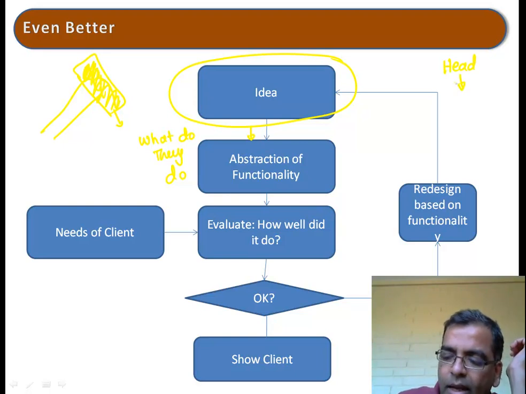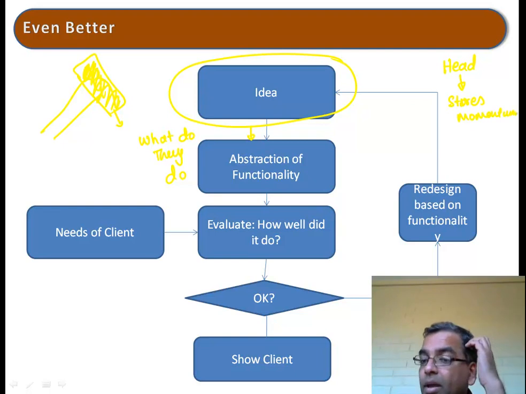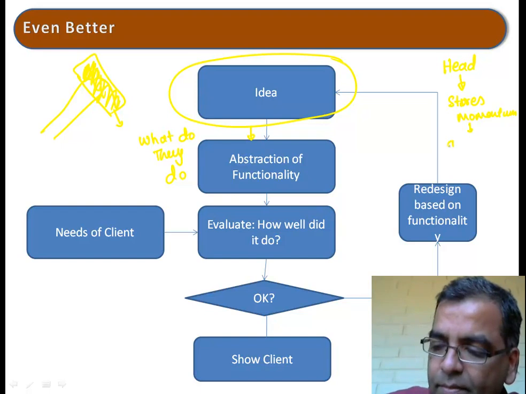Okay, what does the head do? It actually stores momentum. Because the ultimate purpose, and it also delivers impulse.